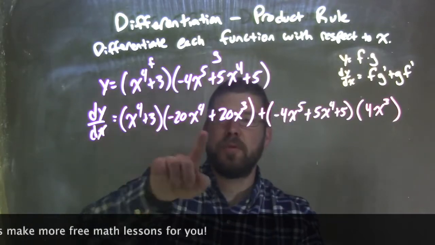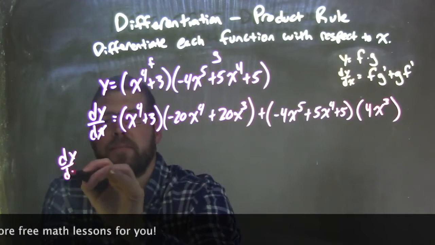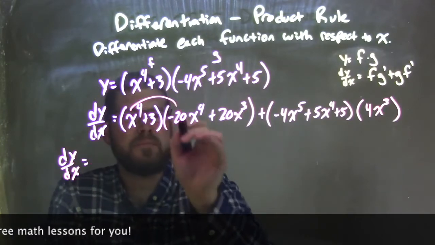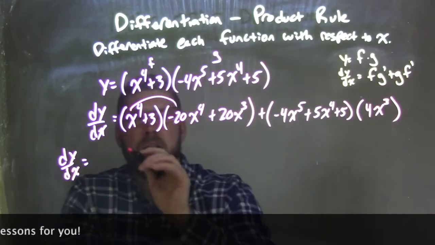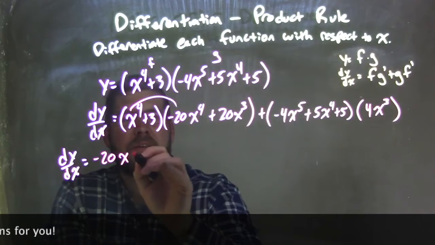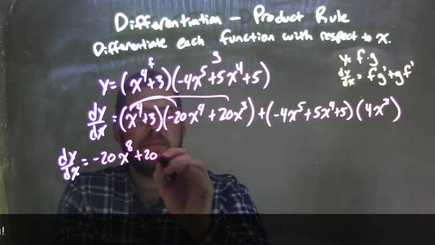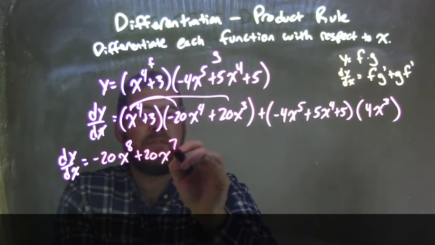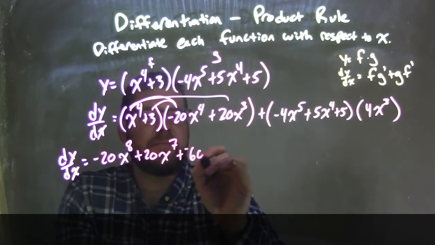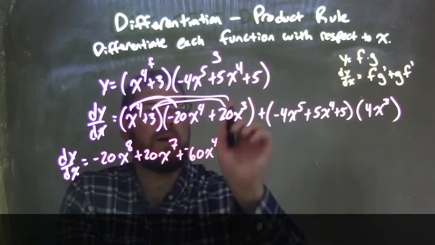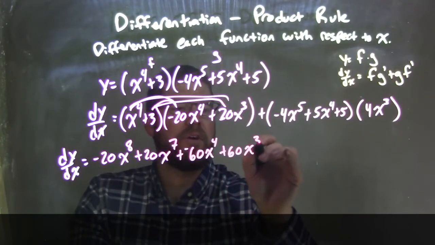So now we need to distribute, make sure we have all parts going on here. Give me a little more space, dy/dx here. So we distribute x to the fourth times a negative 20x to the fourth. Okay, that means we have a negative 20x to the 8th power. x to the fourth times 20x to the third is 20x to the 7th power. 3 times negative 20 is a negative 60x to the 4th power, and 3 times positive 20x to the third is 60x to the third.